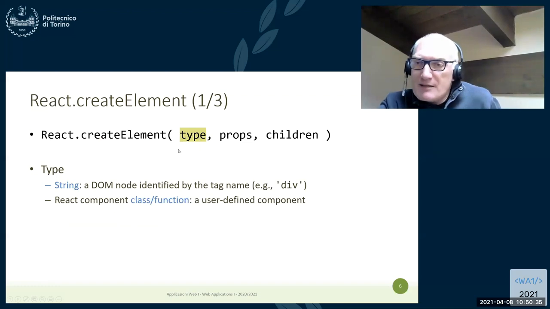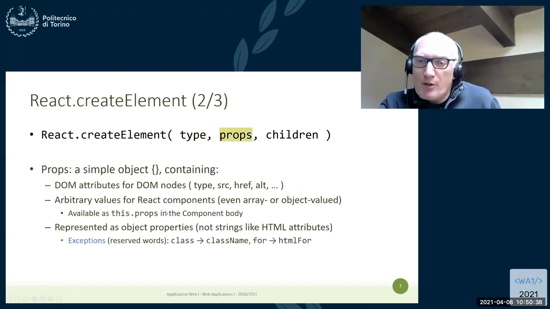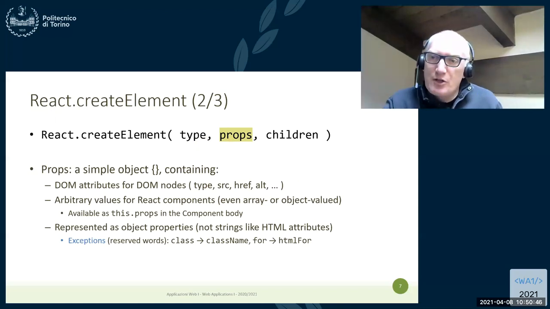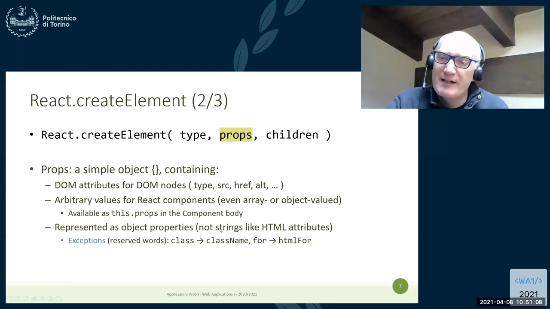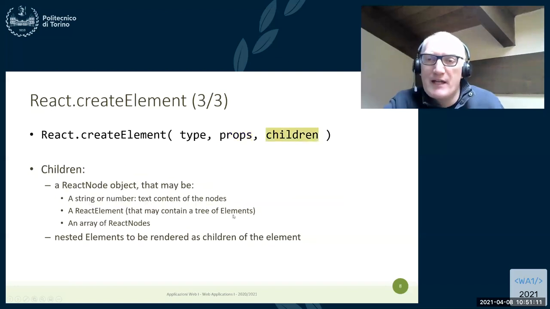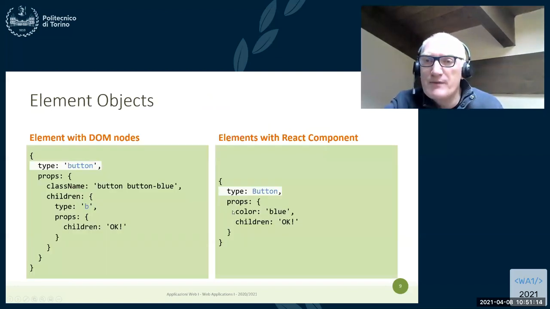Well, the three parameters are just the type of the node, the properties that can be DOM properties. So I can pass some properties that are already defined into a DOM node or arbitrary values, like we call the text, we call the language. There are just names that create the properties. So there's no rule, there's no predefined set of properties. You can make the properties you know. There are some exceptions. If you want to set the class property, you must write className to avoid the predefined words in JavaScript. And then the children are, of course, the content of the node.